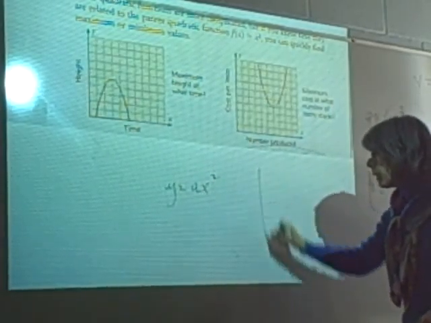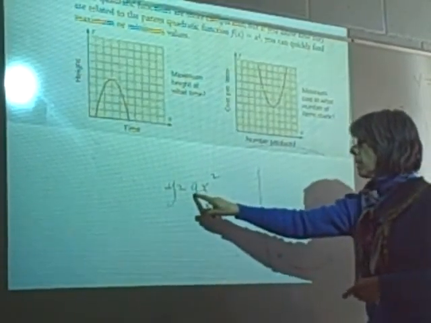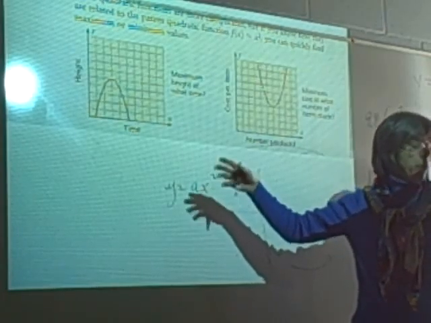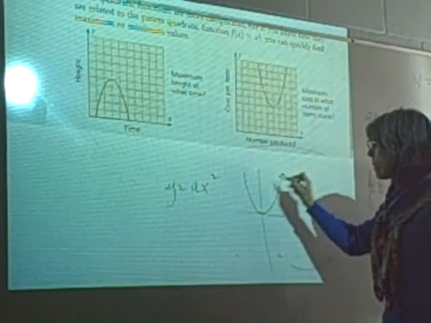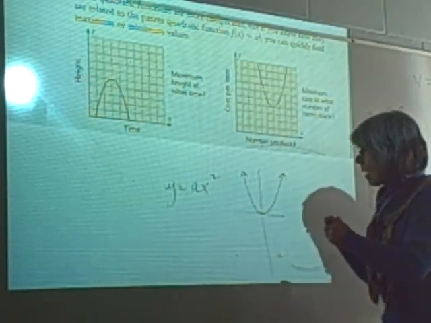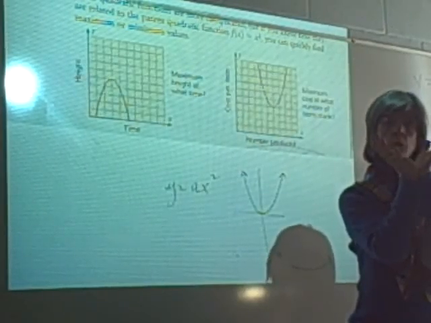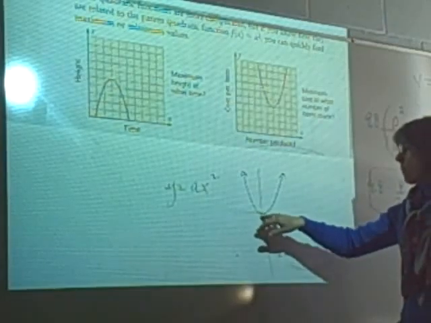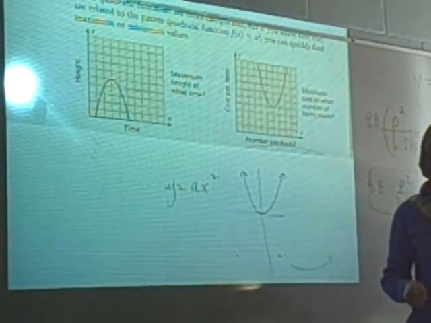And right now the only thing that we know is that the vertex, if the absolute value of this is greater than 0, it's going to be facing upward, and we know that the a variable controls the width. And we know that if it's less than 0, it's going to be facing downward. We're good with that, right?